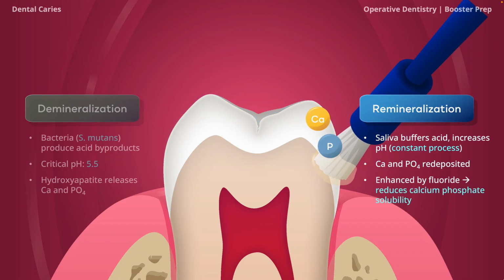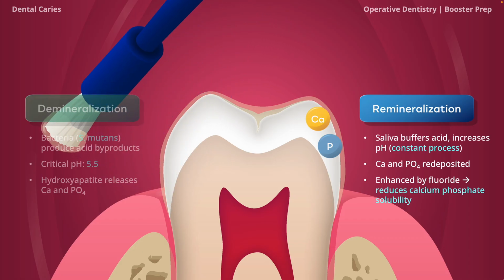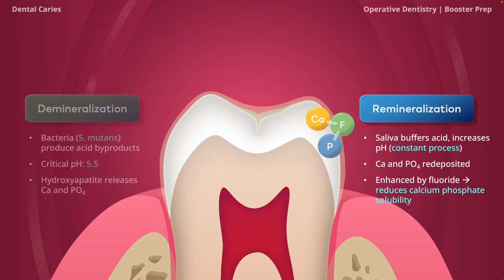When we paint fluoride varnish on a tooth, we essentially encourage fluoride ions to interact with the calcium and phosphate ions in the enamel matrix to form fluoroapatite, which is more resistant to acid attacks than hydroxyapatite. This formation of fluoroapatite decreases the solubility of calcium phosphate, which resists demineralization.